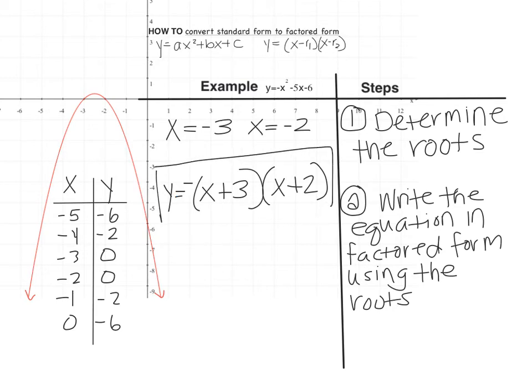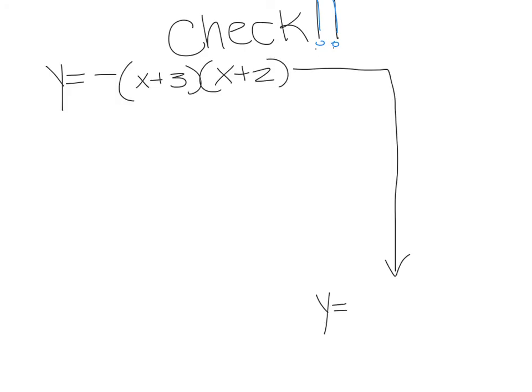Woohoo! We just learned how to convert standard form to factored form using the roots. But how can we check to see if we got the correct factored form? We can do a check. So with the check, we have to make sure that when we multiply our factored form, we result in the original equation we started with in standard form. So at the end of our check, our negative x plus 3 times x plus 2 should result in y equals negative x squared minus 5x minus 6.